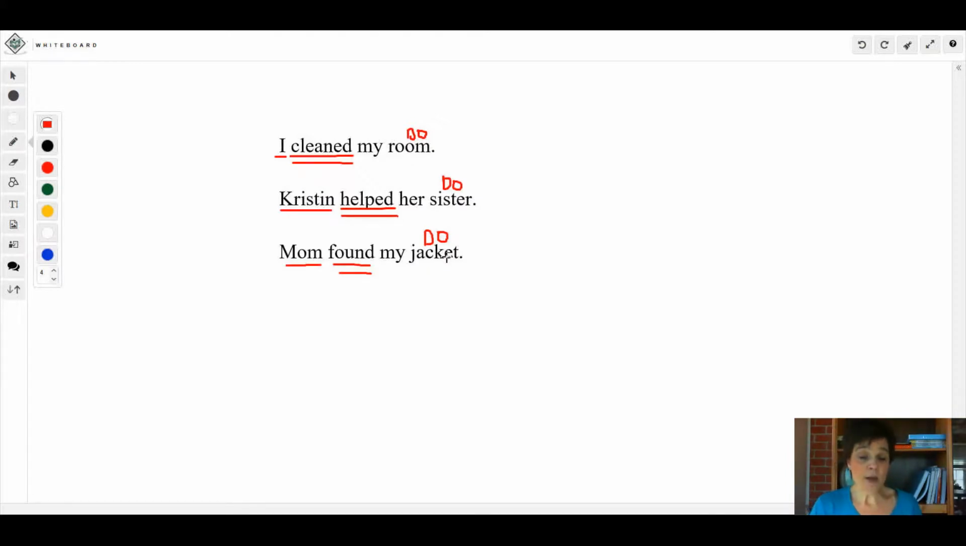Good. I want you to go ahead and pause it as you finish this whole page, all the way through 12, and then turn it back on before you go to the next page. I want to check it and make sure that you did these right.